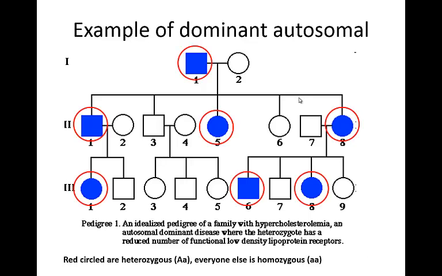I've circled here every individual that has the disorder. We know that they must be heterozygous, capital A, lowercase a. Everyone else in this case, because they do not have the disorder, they must be homozygous recessive. It is very rare to have someone who's homozygous dominant for these particular traits. And in this case, really the only way that that could happen is if you have 2 affected individuals having a child together.